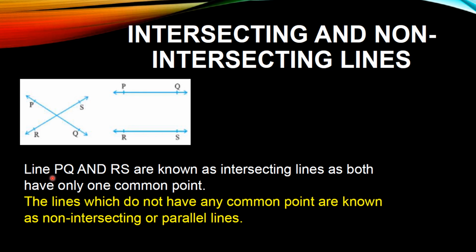Come to this point, lines PQ and RS are known as intersecting lines, as both have only one common point. This is the common point for these two lines. The lines which do not have any common point are known as non-intersecting or parallel lines. Understood this point, my dear children?